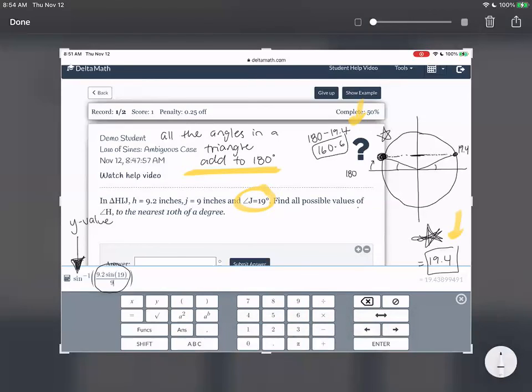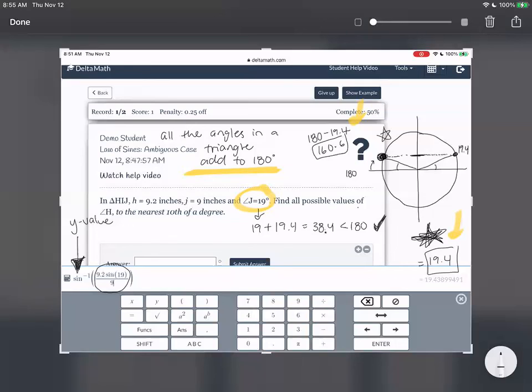Let's see if 19.4 can possibly fit in this triangle. So we do the 19 that they gave us, plus this angle that we are trying out, 19 plus 19.4. Let's see, is that less than 180? Yes. So 19 plus 19.4 gives us 38.4. This is totally less than 180. So this works. This can be in a triangle, because when we added up only two of the angles, it was less than 180. So it's possible for a third angle to help it get to 180.